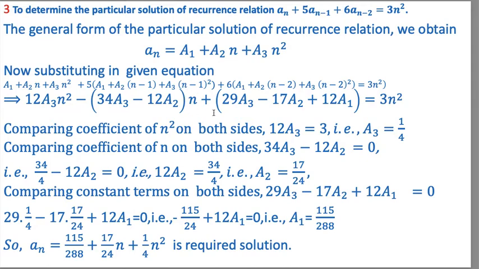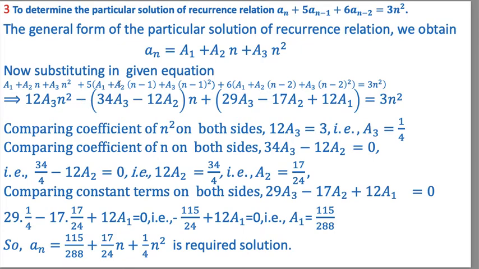Then the coefficient of n. So this is a2. Then again here we have 5a2, coefficient of n means 6a2. Then again we have the coefficient of n, 6a2. 6a2 plus 6a2, 12a2. So minus and minus plus 12a2.